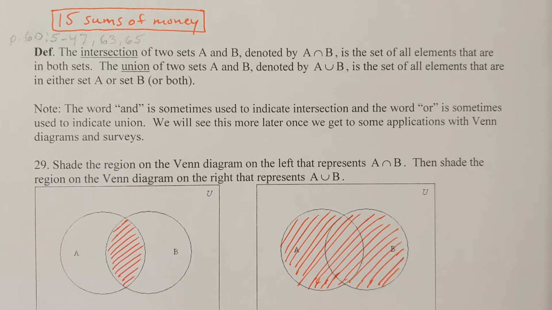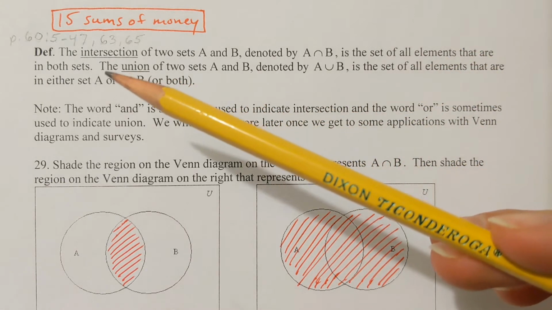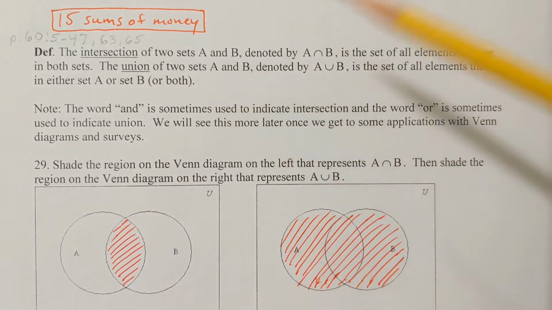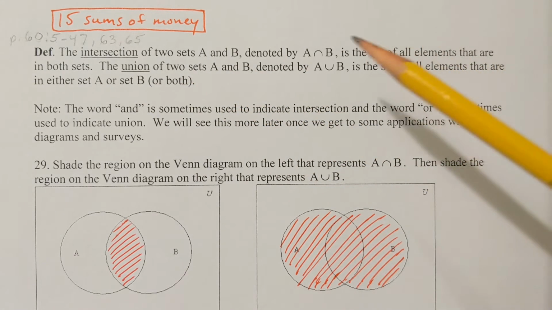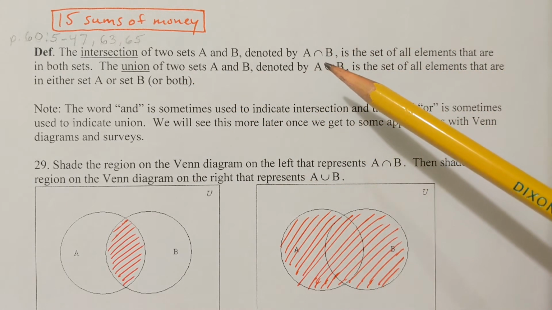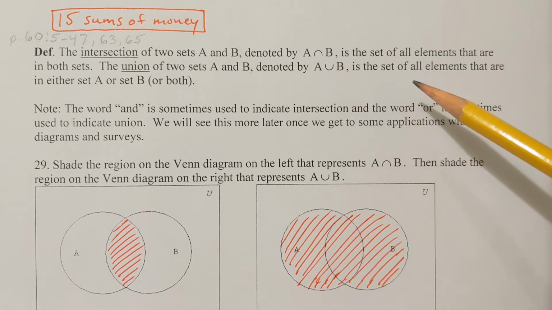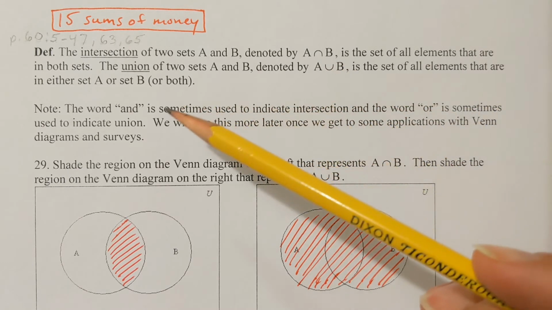Okay, we're going to start section 2.3 now. A couple of terms here to start. Definition: the intersection of two sets A and B, denoted by A intersect B is how you read that, is the set of all elements that are in both sets.